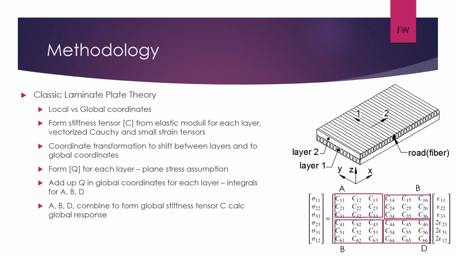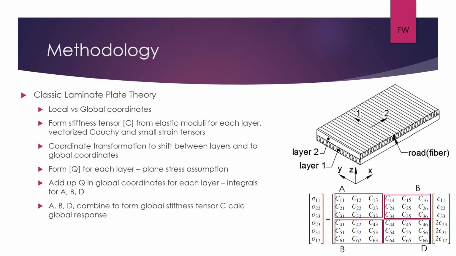Finally, we're able to use the plane stress assumption and collapse our 6x6 elastic matrix for each layer, or elastic tensor for each layer, into a 3x3, which is called the Q tensor. We then go layer by layer and add up Q in the global coordinate system for each layer. We perform 3 integrations with varying powers of layer height and form the A, B, and D tensors. The A tensor is a stretch stiffness tensor, the B tensor is the bond stiffness tensor, and the D tensor is the flexural stiffness tensor.